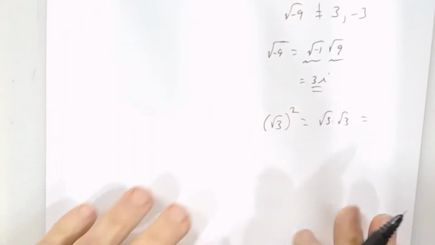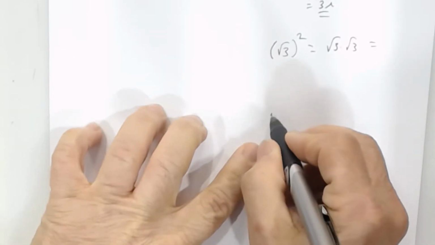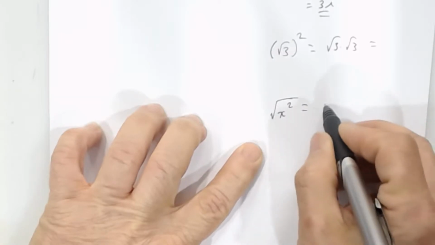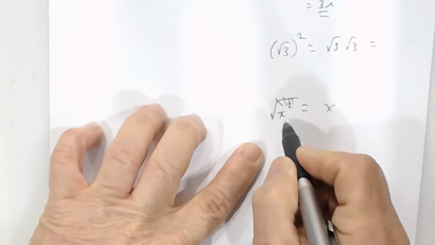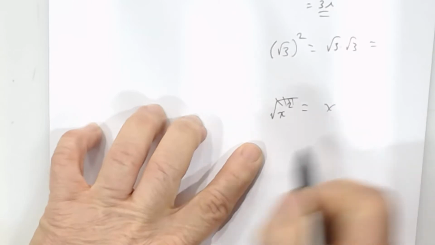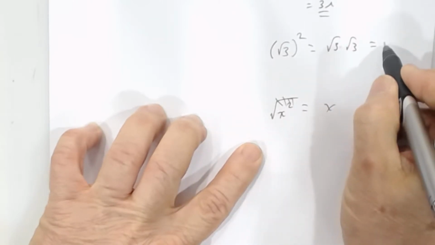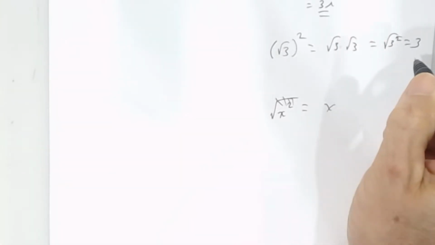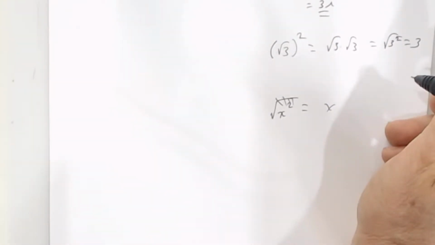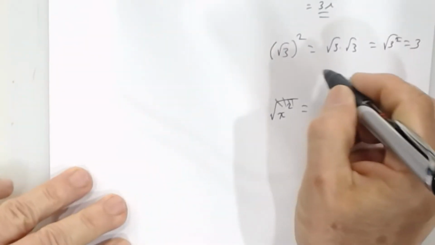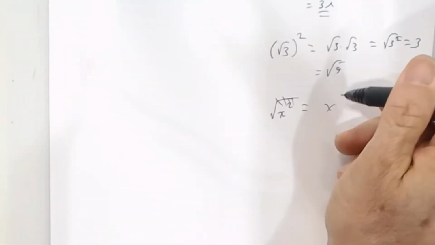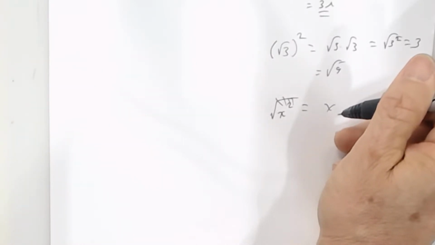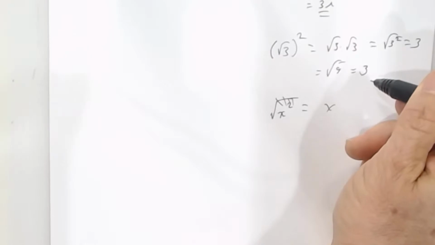What we saw last semester was this. If I have the square root of x squared, what is it? It's just x. The square and the square root undo each other. So the square root of 3 squared is just 3. Now somebody might say, well, can't you just say 3 times 3 is 9? Yes, you can, only because the 3's are positive. That's the only reason. And the square root of 9 is 3.